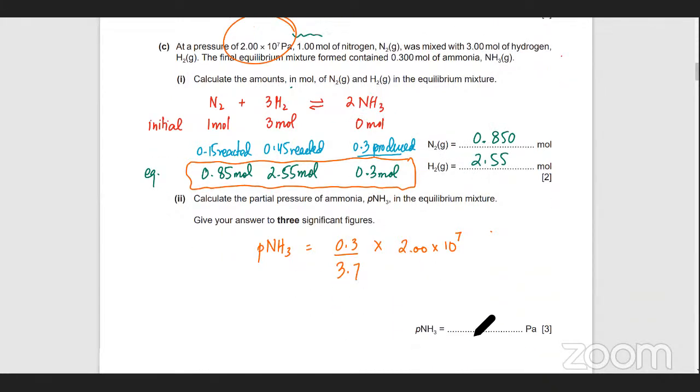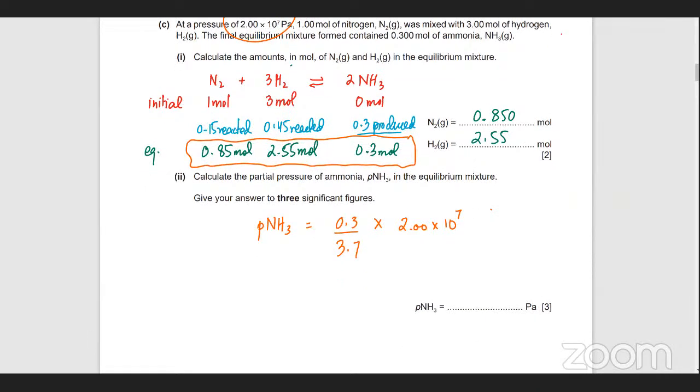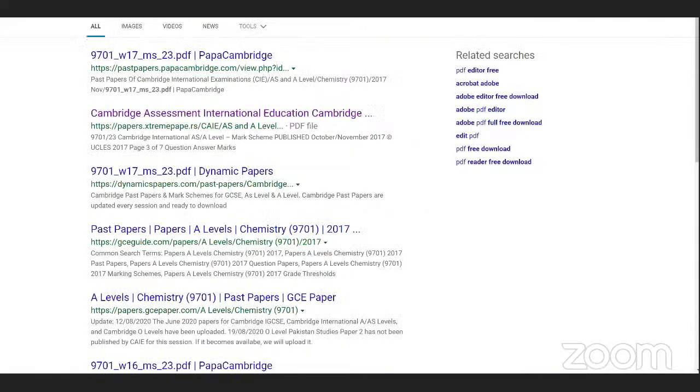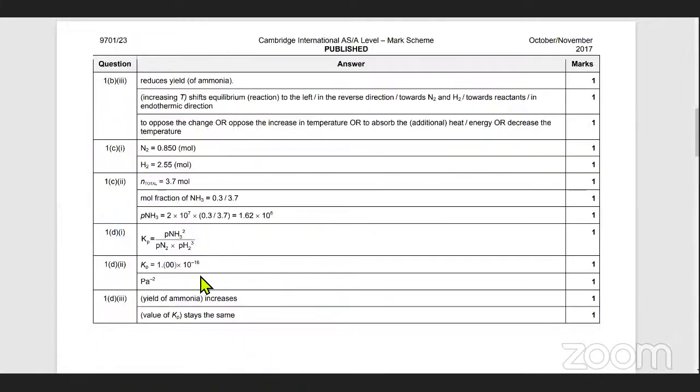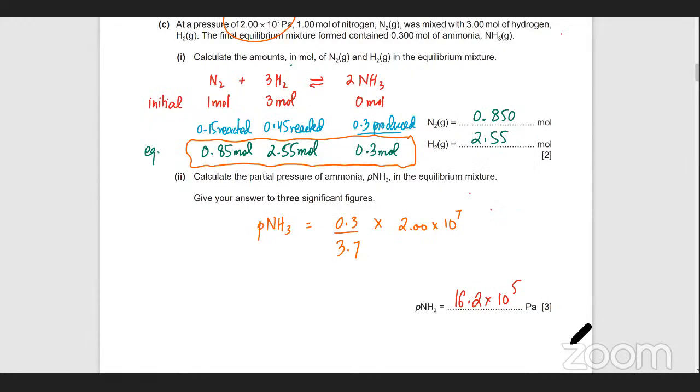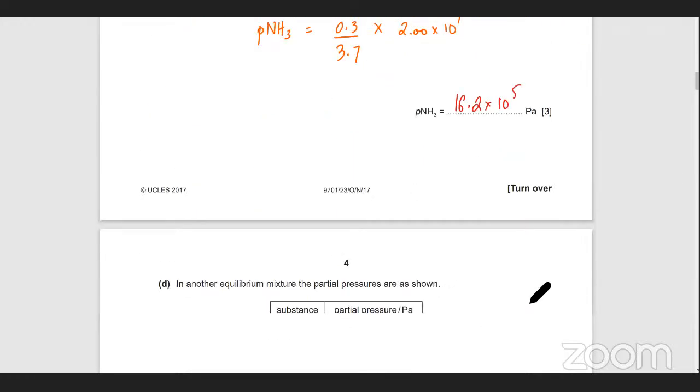What is the value for this? 16.2 times 10 power 5. Sir, it's power 6. Then it will become 1.62. Just one second, let me check. No, that's Kp. Yes, okay, power 6, it's the same thing. So here 16.2 was written, it's 1.62. 10 power 6, which is the same thing.